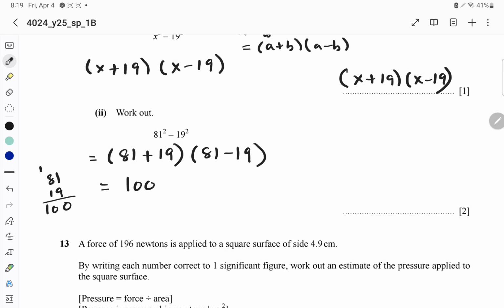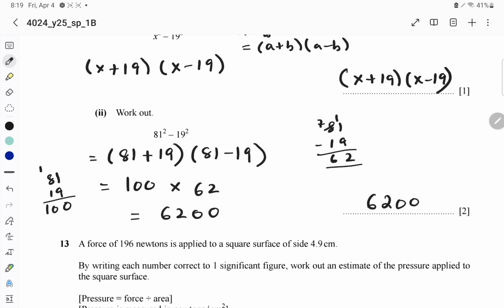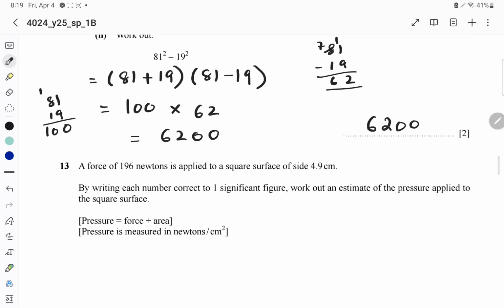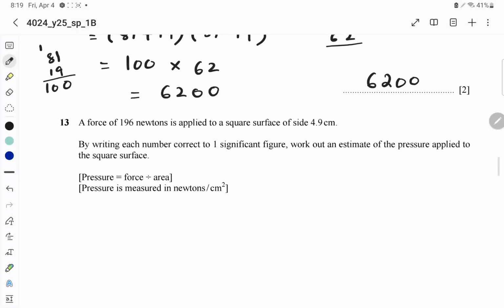And 81 minus 19, whenever we do, we'll get, borrow one, that is 11 minus 9 becoming 2, and 7 minus 1 remaining is 6, so 62. 100 into 62 is 6200. Answer 6200 is the answer for this part. Without a calculator, you can see it was very easy to find your answer if you remember the identity. Okay, the third identity.